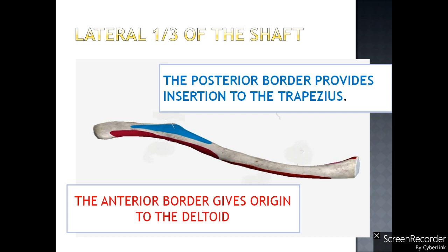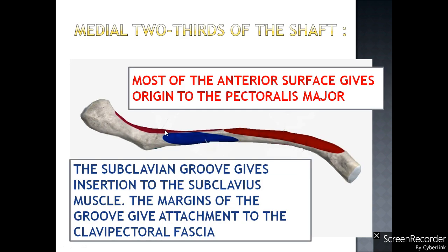The anterior border gives origin to the deltoid muscle, whereas the posterior border provides insertion to the trapezius muscle in the lateral one-third portion. In the medial two-third portion, most of the anterior surface gives origin to the pectoralis major muscle, whereas the subclavian groove gives insertion to the subclavius muscle. The margins of the subclavian groove give attachment to the clavipectoral fascia.